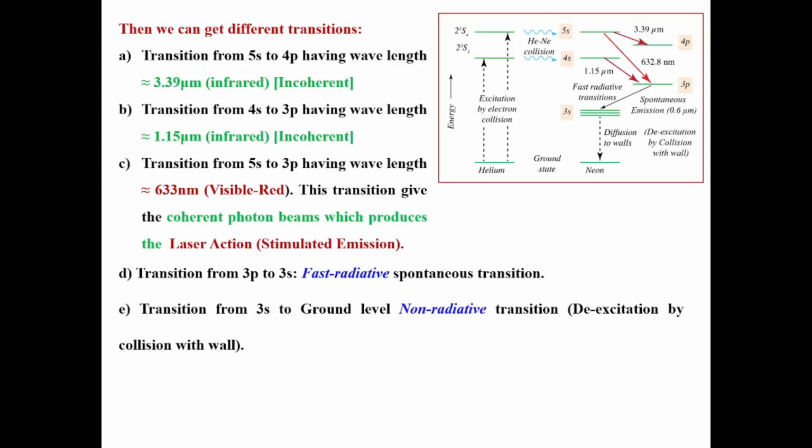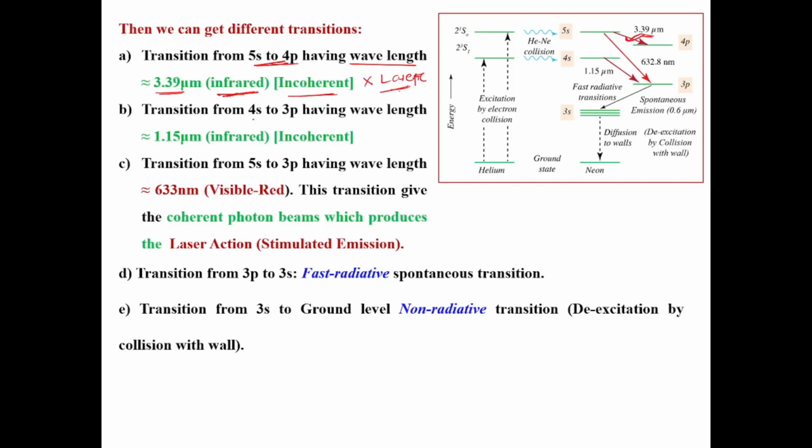Then we can get different transitions. Here the transition from 5s to 4p has a wavelength of 3.39 micrometer, which is infrared and incoherent. Incoherent means not laser. It is infrared electromagnetic energy that we get from this transition, which is not a laser action.